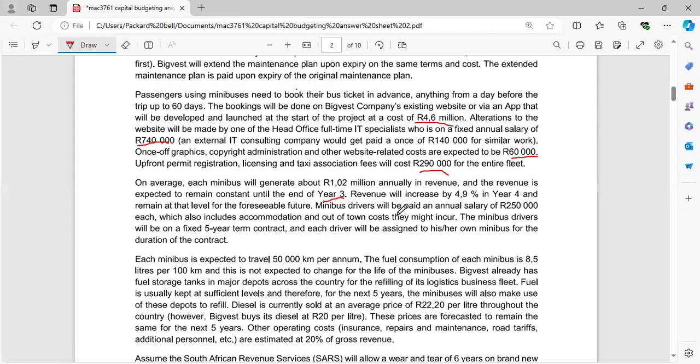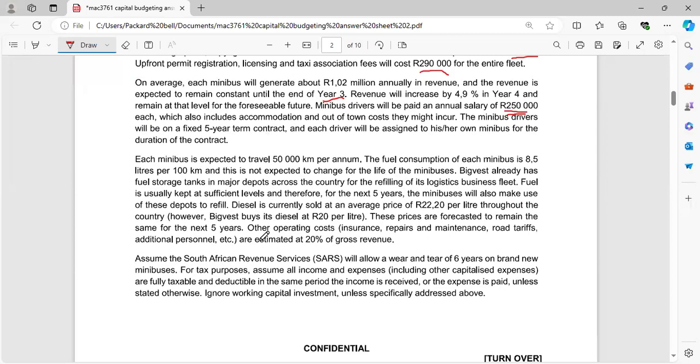Minibus drivers will be paid an annual salary of 250,000 each, which also includes accommodation and out-of-town costs they might incur. The minibus drivers will be on a fixed 5-year term contract, and each driver will be assigned to his or her own minibus for the duration of the contract. So this is also the cost of running the project, the minibus driver salaries. Right, so let's go to the next paragraph.